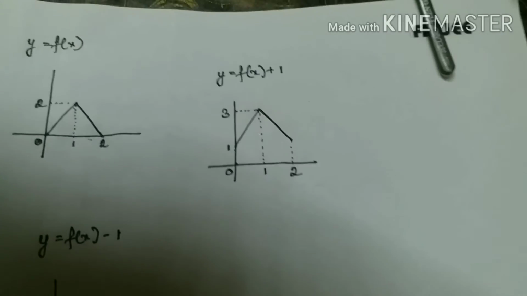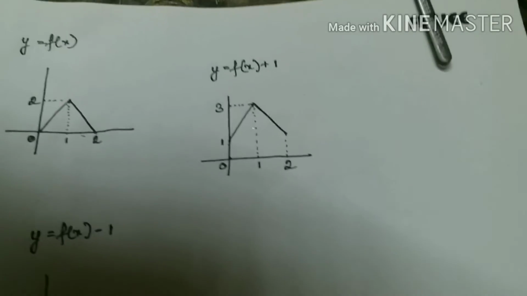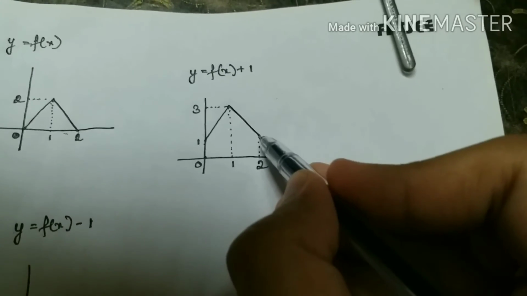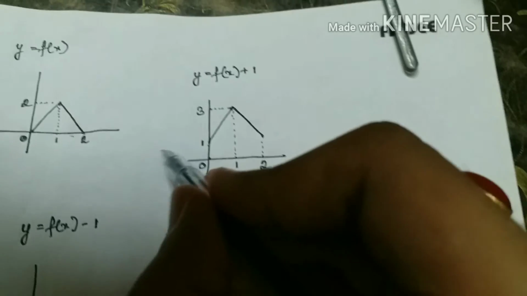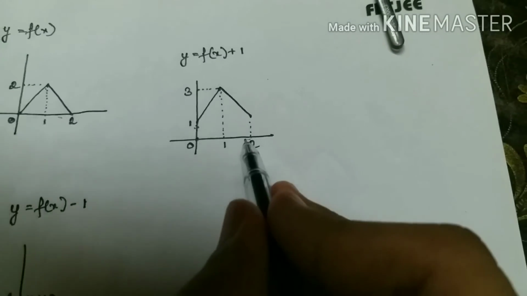So you understand this is of the type y is equal to f of x plus a, where a is greater than 0. So just move the graph upwards by a units. So we are moving the graph upwards by a units, which is 1 here. So the peak now goes to 3 instead of 2, and the graph starts from 1 here. Everything remains same along the x-axis.